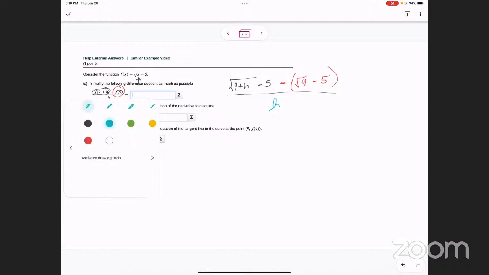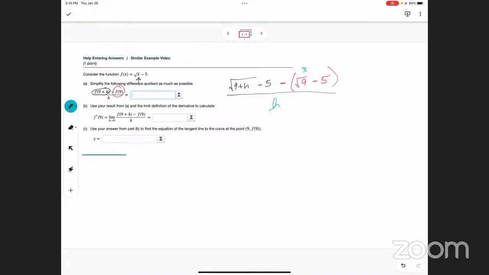So when you simplify this, this is just 3. So 3 minus 5 is a -2, and then -2 is a +2. And then -5 plus 2 is -3. So you've got the square root of 9 plus h minus 3 all over h.